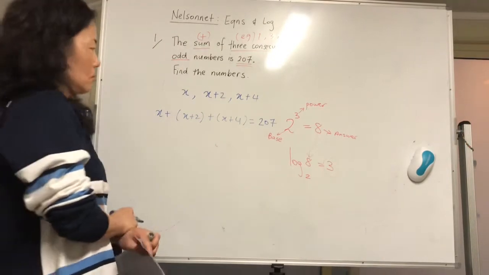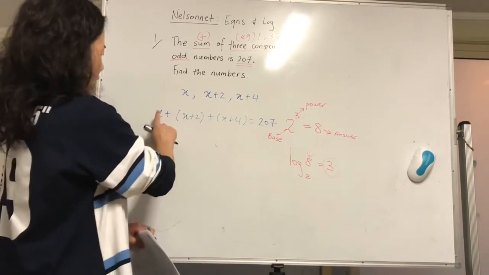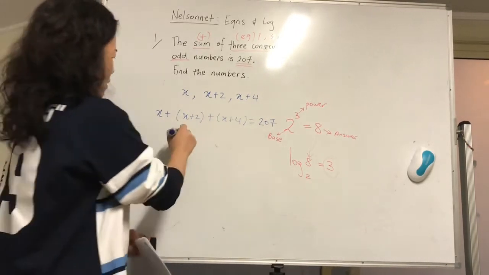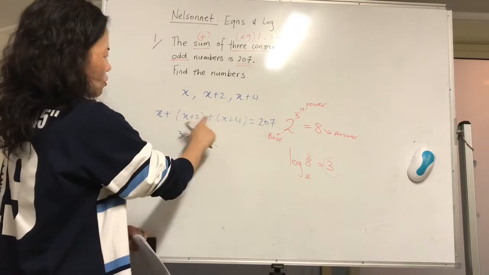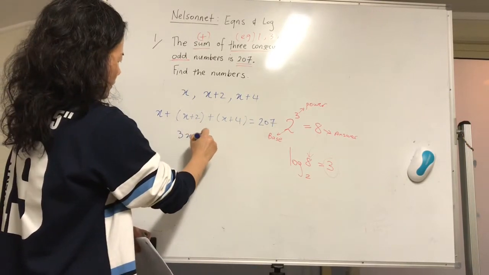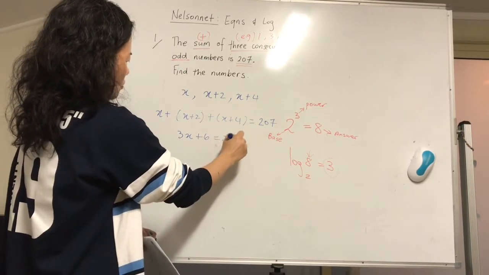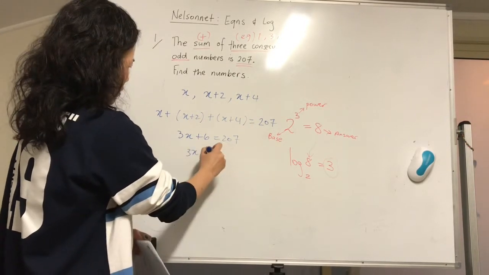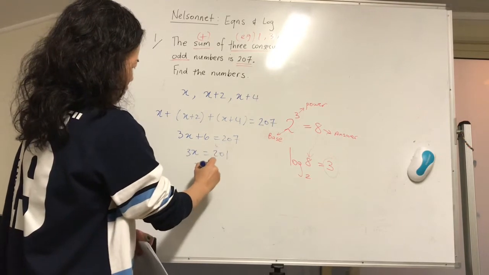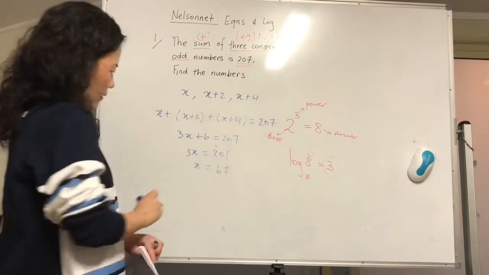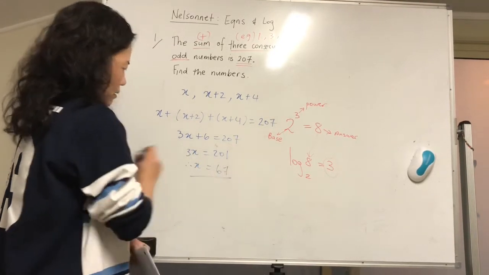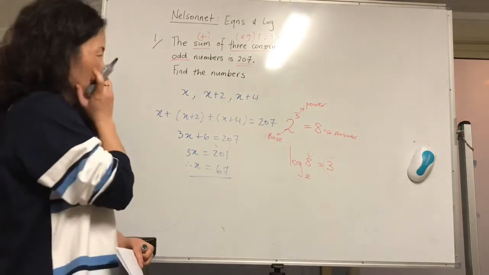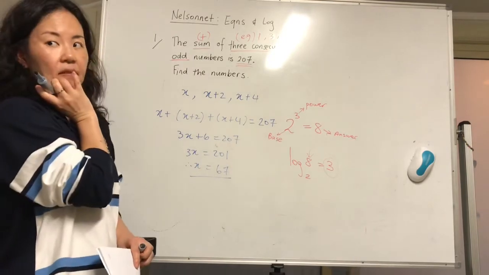So what do we do here? x plus x plus x is 3x, and then 2 plus 4 is 6, equals 207. Use a calculator. 3x equals 201, and you divide it by 3, it'll be 67. I think. Quickly check that for me. 67, correct? So x is 67.